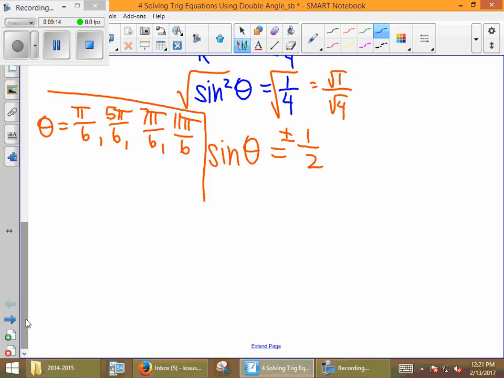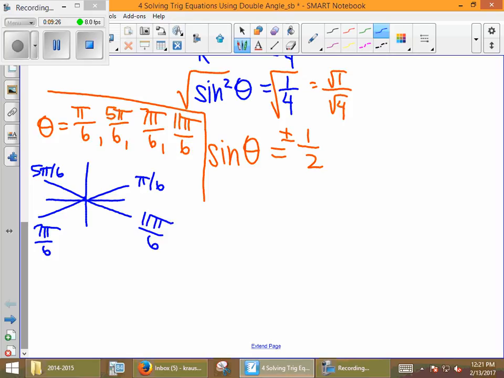Alright, so when you look at this, pi over 6 is here. 5 pi over 6 is back in the second quadrant. 7 pi over 6, 11 pi over 6. So these two would go together, so you'd say pi over 6 plus pi k, and that accounts for the 7 pi over 6. And then your other pair would be 5 pi over 6 plus pi k.